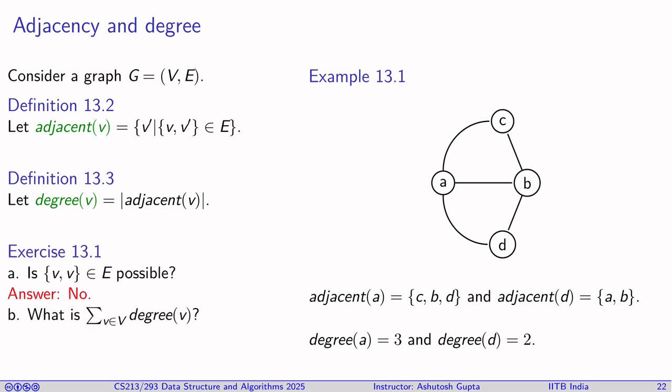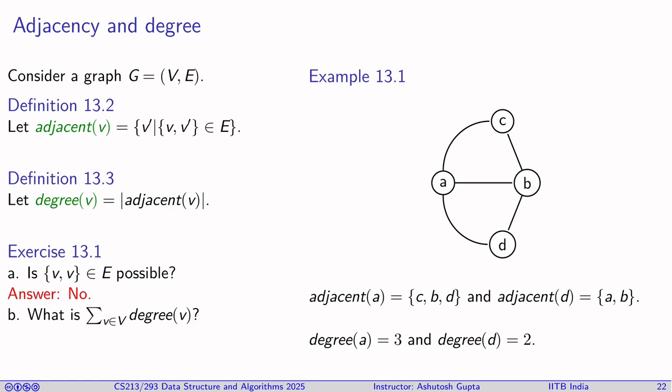Now let us ask ourselves an important question. Is it possible that an edge can have both elements to be the same? Since an edge is a set of size 2, you cannot have an element repeating 2 times. So therefore, the way we have defined our graph, self loops are not allowed. If you have this, then what do we say about B?